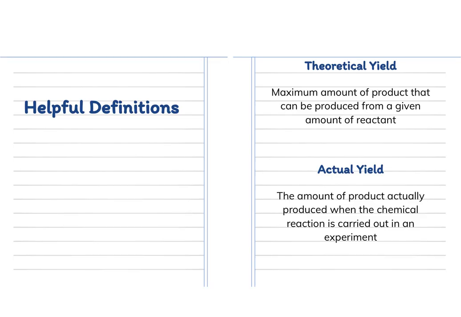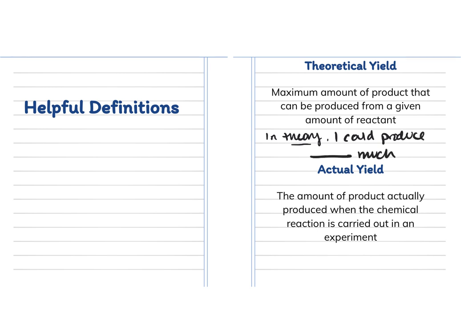So to define these, to make it a little bit easier, a theoretical yield is the maximum amount of product that I could potentially make based on a reactant. So sometimes I like to write this as, in theory, use that word theory, I could produce this much.